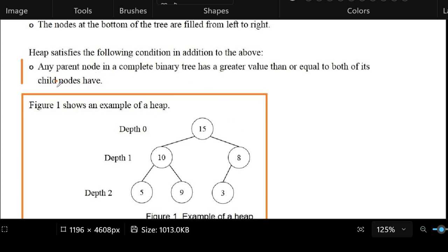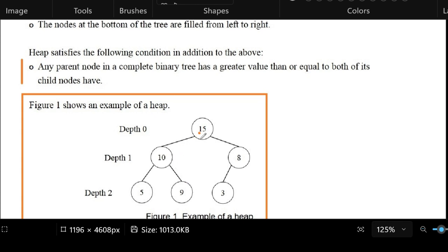It says here that a heap should satisfy the following condition in addition to what has been said previously, where any parent node in a complete binary tree has a greater value than or equal to both of its child nodes. That means that if one child node is 5 and another child node is 9, then the parent should be more than the value of either of the children. So that's why we get 10 here and 5 below it and 9 below it.